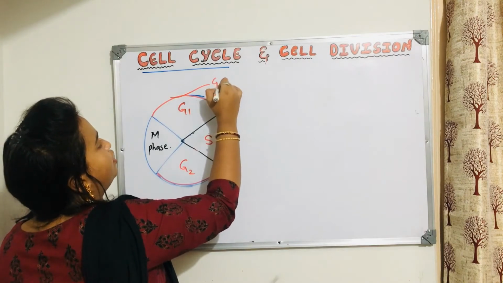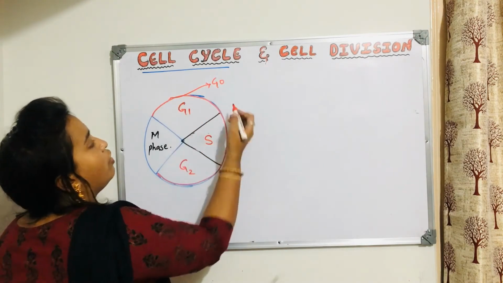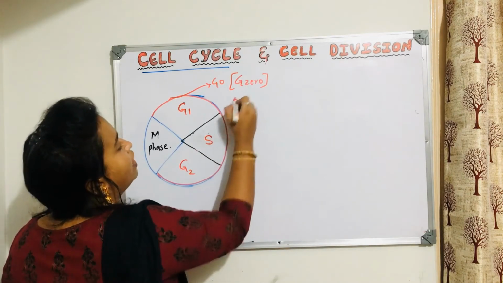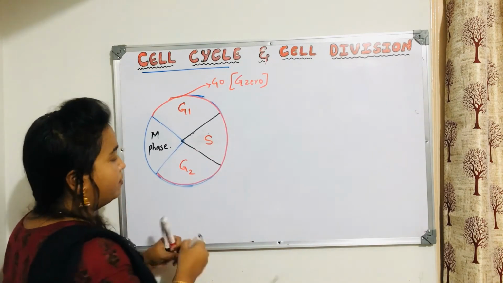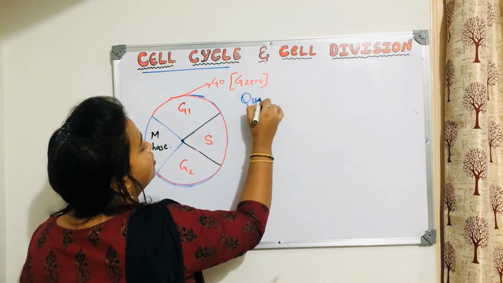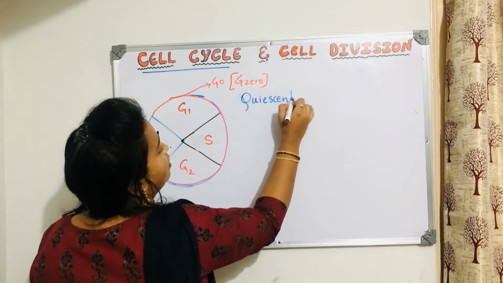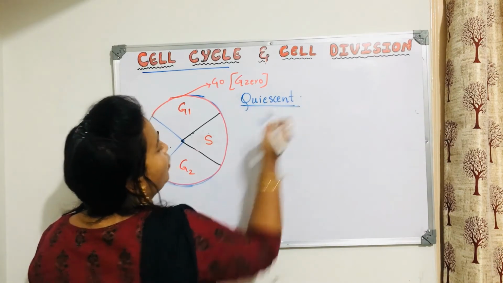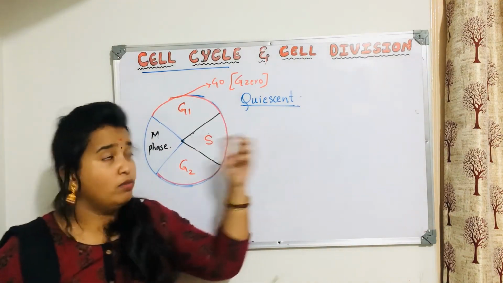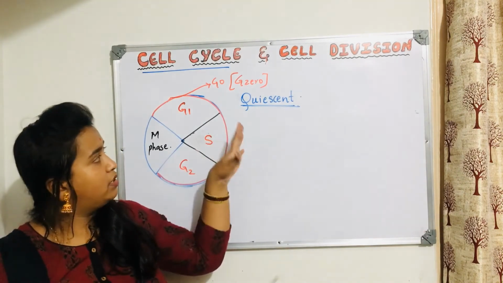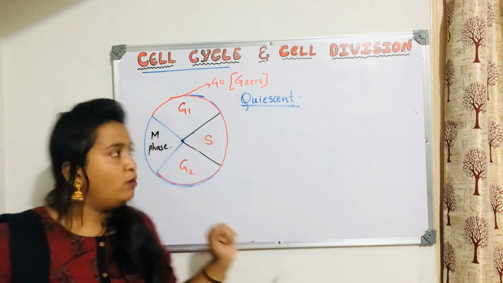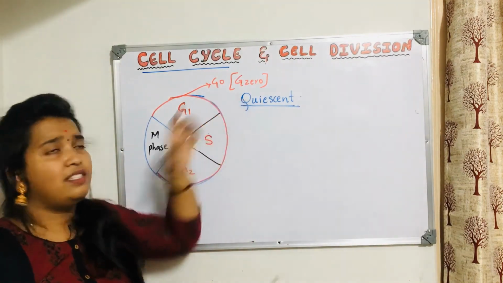Somewhere here, it's G0. So G0, or you can also call it zero phase, or one more name is there, quiescent phase. Quiescent phase, okay. Just check whether the spelling is right or not. Q-U-I-E. I hope it is correct. Okay, just check it out. It's called quiescent phase. Now, what is this G0 phase?